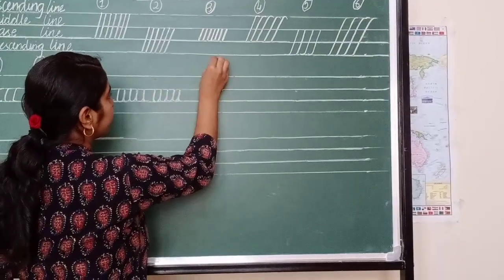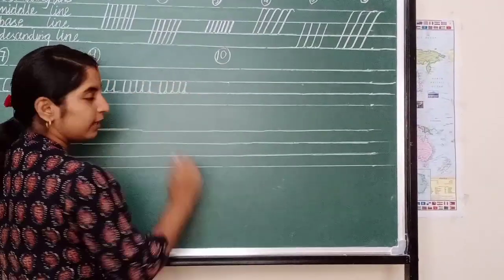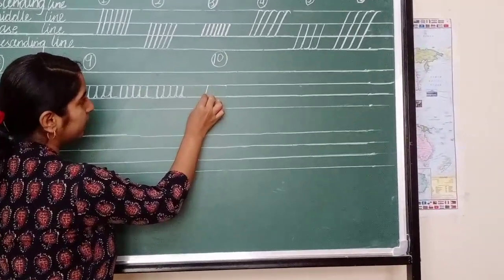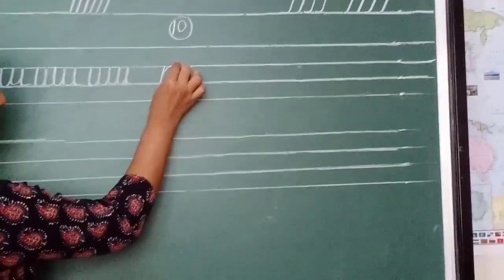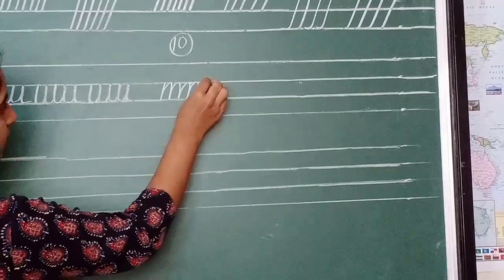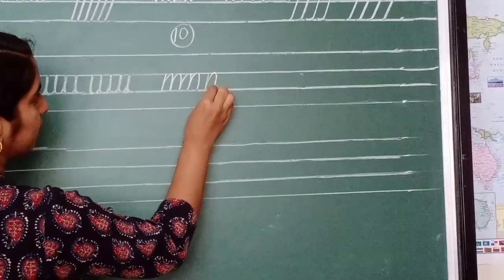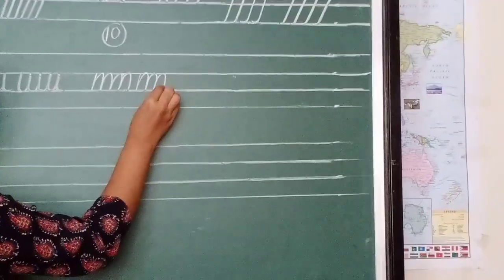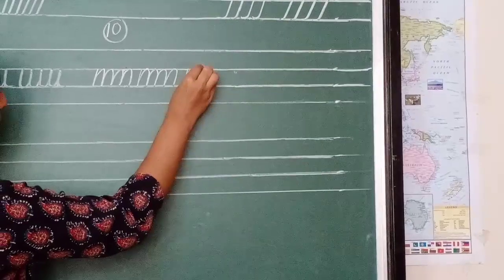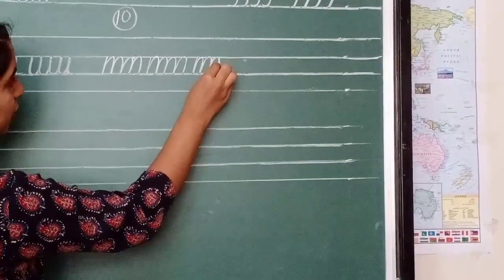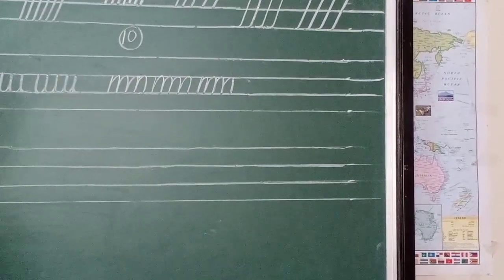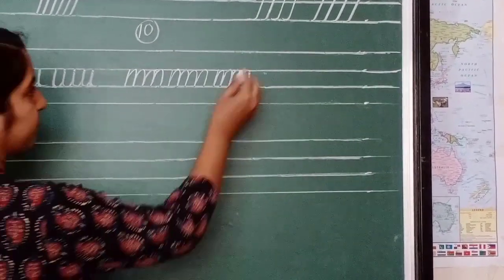Tenth one. It is opposite to the ninth one. See here. You have to start from the middle line. 1, 2, 3, 4, stop. Again, 1, 2, 3, 4, stop. 1, 2. See here friends, I am touching both lines. That is very important. Stop. Eleventh one.